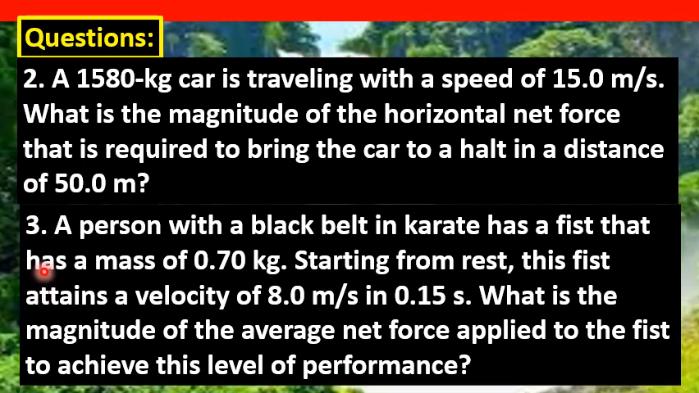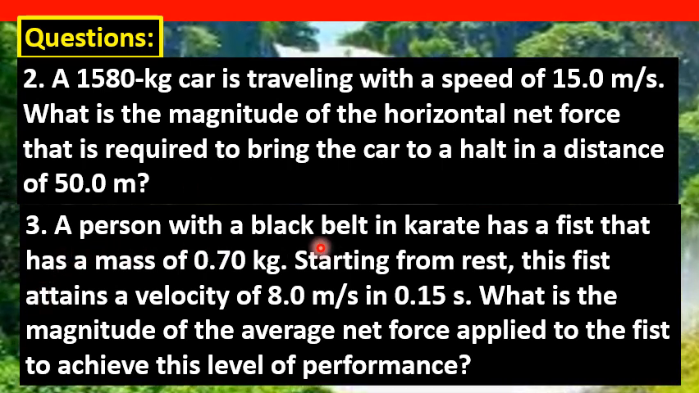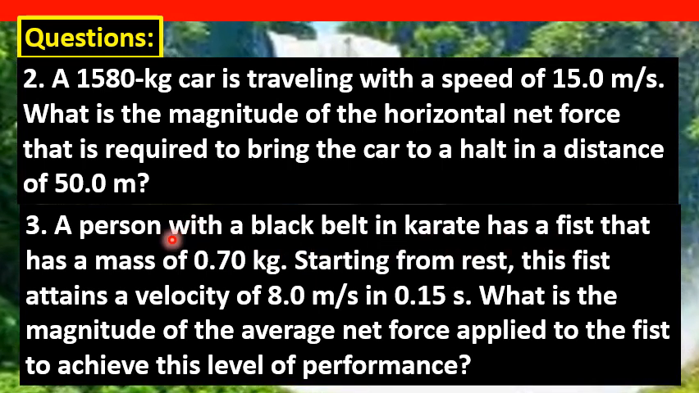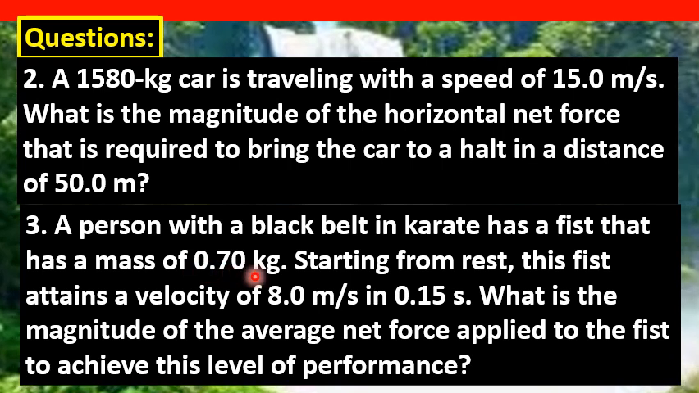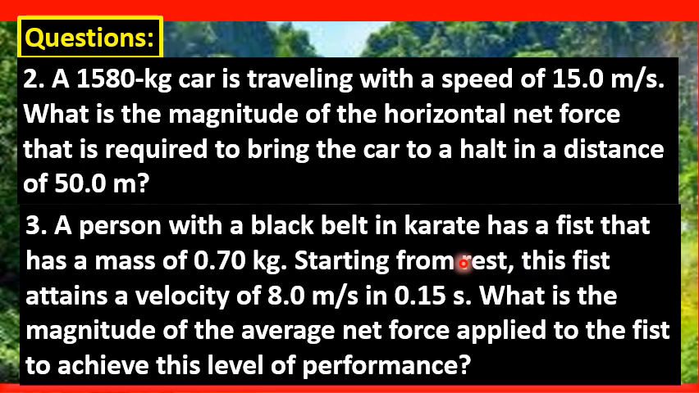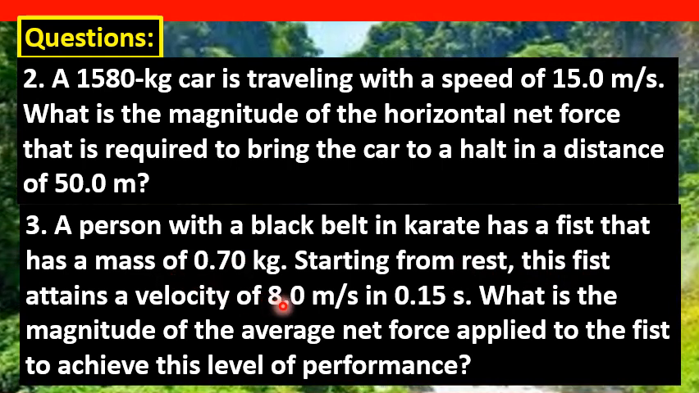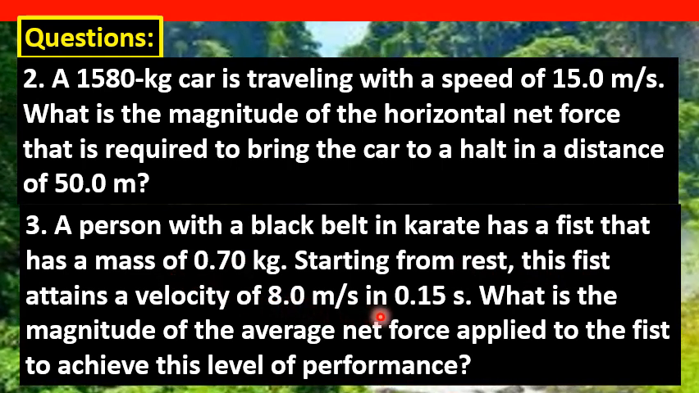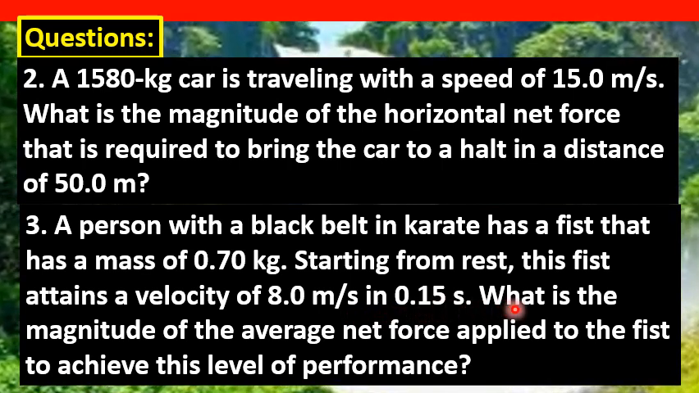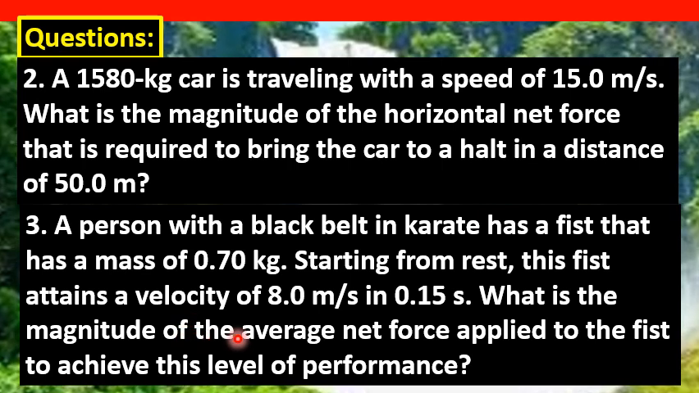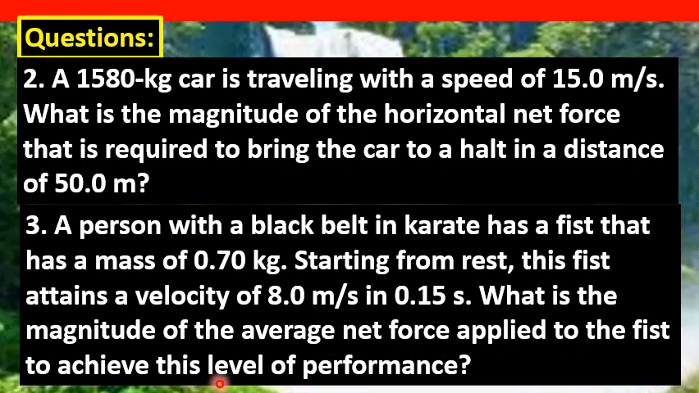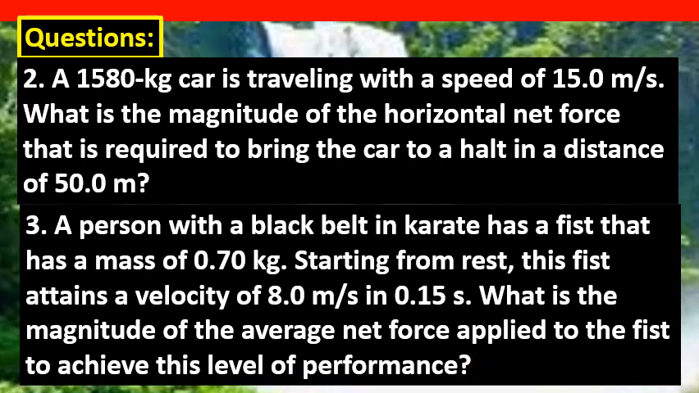And question number 3. A person with a black belt in karate has a fist that has a mass of 0.70 kilogram. Starting from rest, this fist attains a velocity of 8.0 meters per second in 0.15 seconds. What is the magnitude of the average net force applied to the fist to achieve this level of performance?